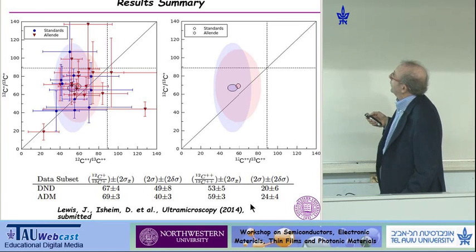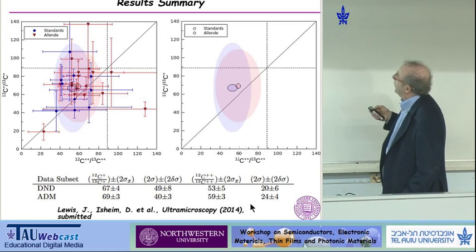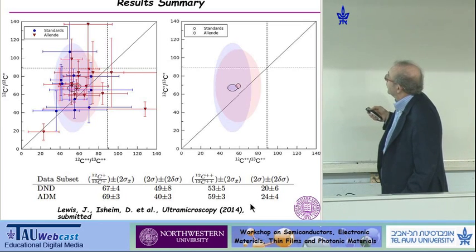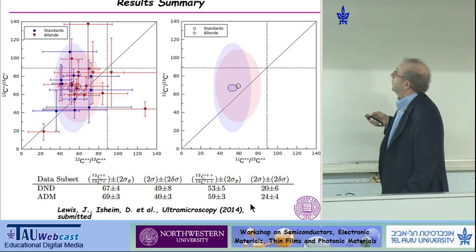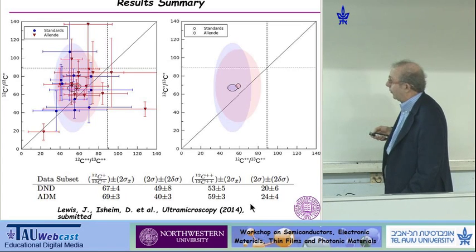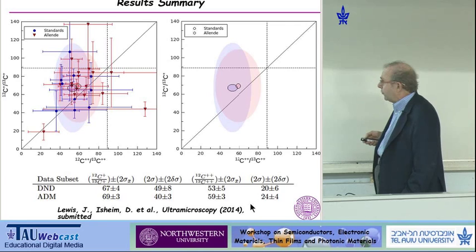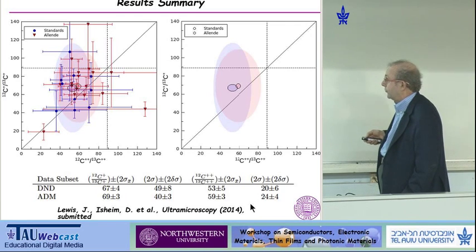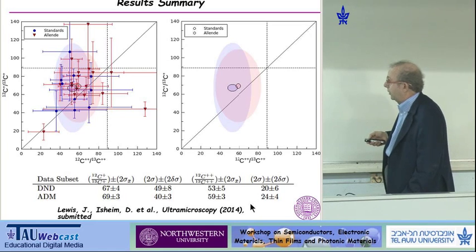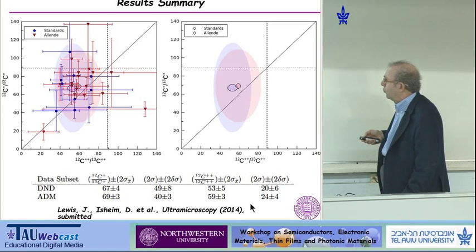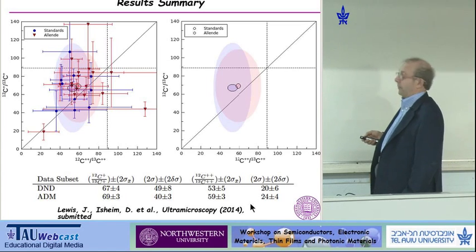And there are two sets of data here plotted. One are our standards, and one is from the Allende meteorite. And so the one that's kind of small, this small spot here, is from the Allende meteorite, and the big spot is from our standards. And this is a summary of the results. So this you see from the terrestrial diamonds is about 67 plus or minus 4, and this is 69 plus or minus 3, and this is 2 sigma.